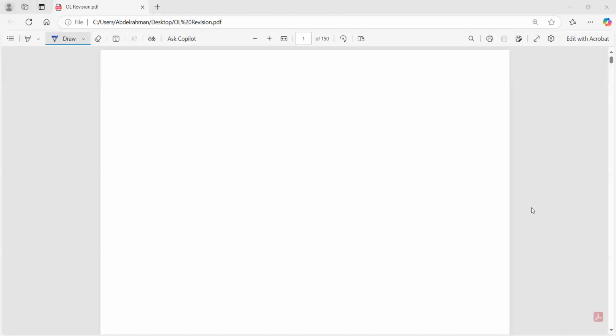Okay, so physics final revision, part one. Today we will be talking about measurements and motion. Quickly going through the measurements.